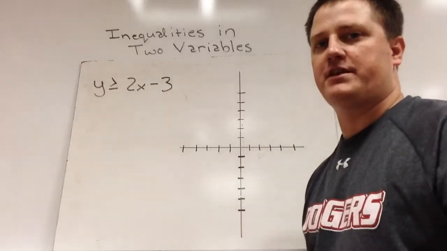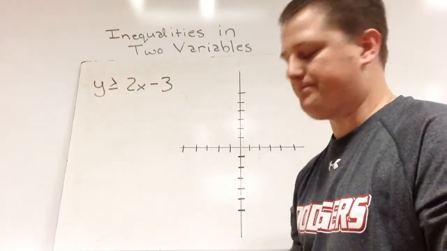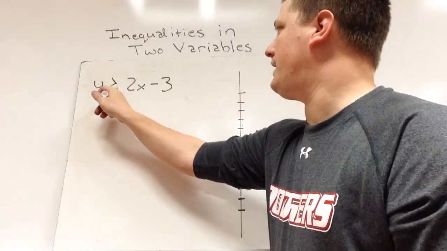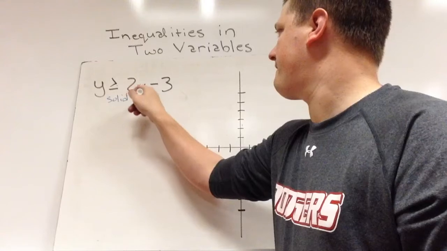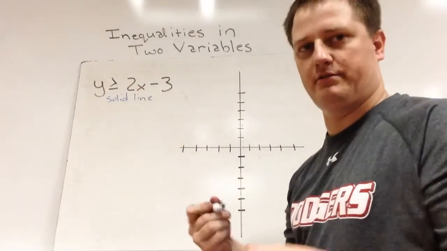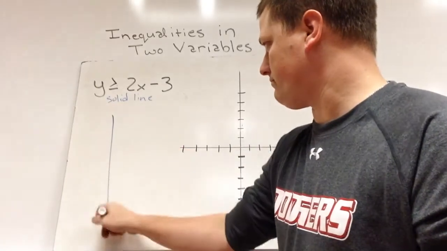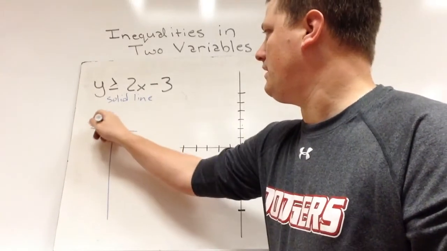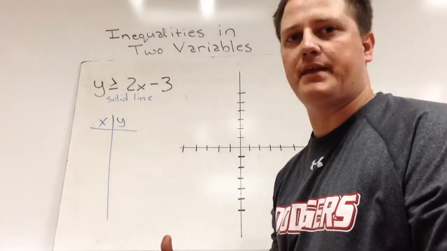So here's my first example. Y is greater than or equal to 2x minus 3. Well, based off of this, we're going to get a solid line. I like to write that down so I just don't forget it as I'm going quickly through the work. When I make my table, I'm going to treat that like an equal sign. I'm not going to worry about the inequality part.